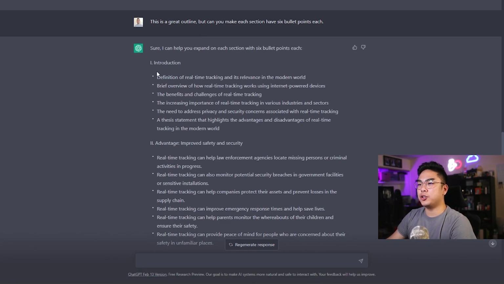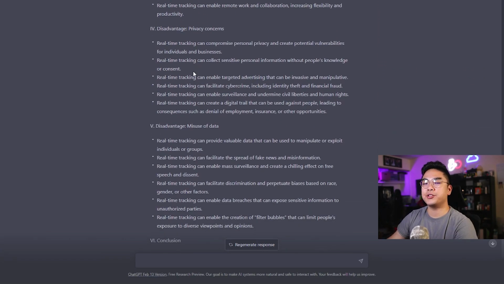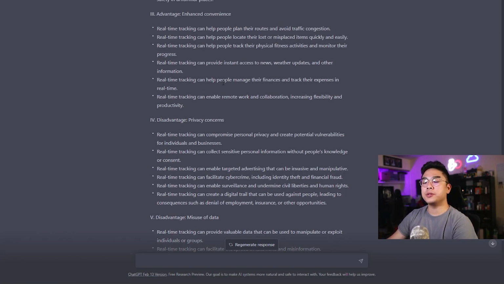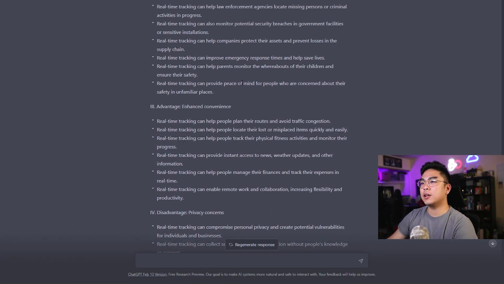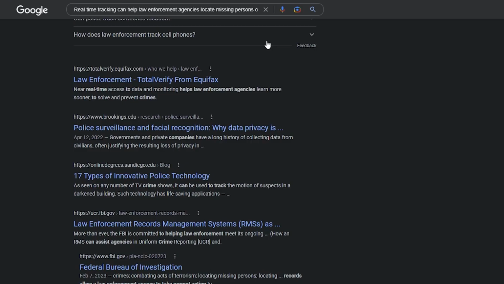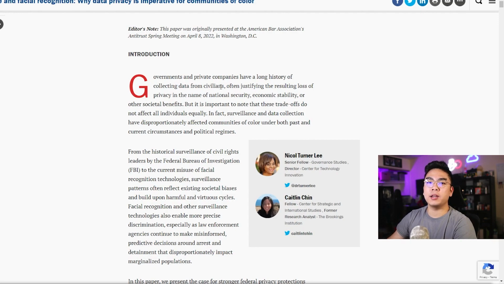So here you can see in our introduction, it's already given us a good paragraph structure. Now these other sections of advantages and disadvantages just give us different examples of how the tracking works, but this is absolutely perfect because with this stuff right here, we can easily pop it into a Google search and actually find information and evidence based on that data. You can now start to see that there's actually a couple of articles written on this topic, right? This is going to be exactly regarding this topic of governments and private companies having a long history of collecting data from civilians.